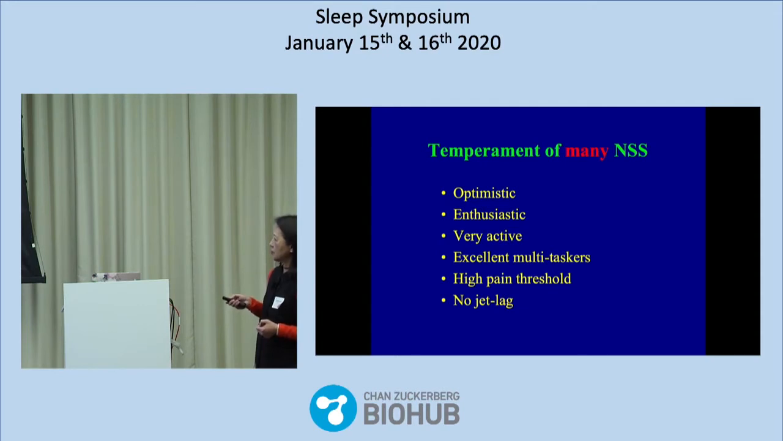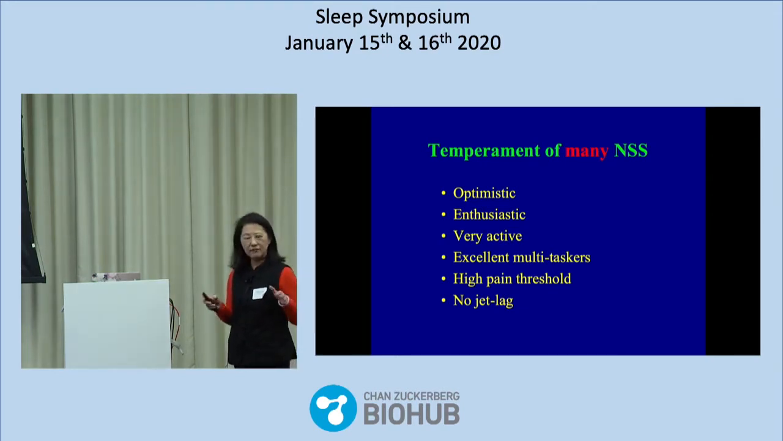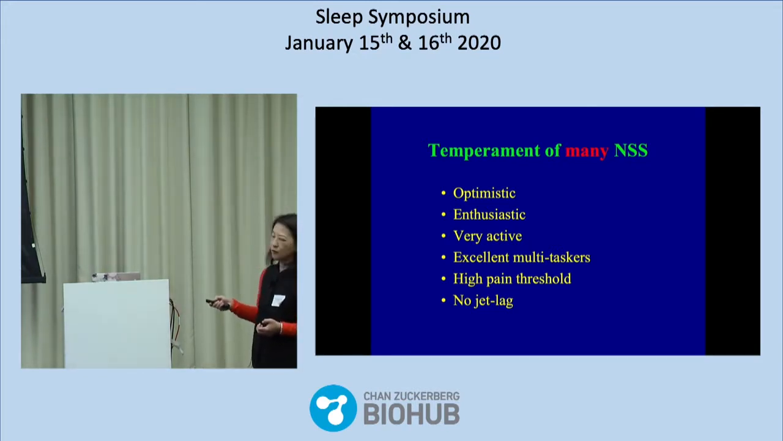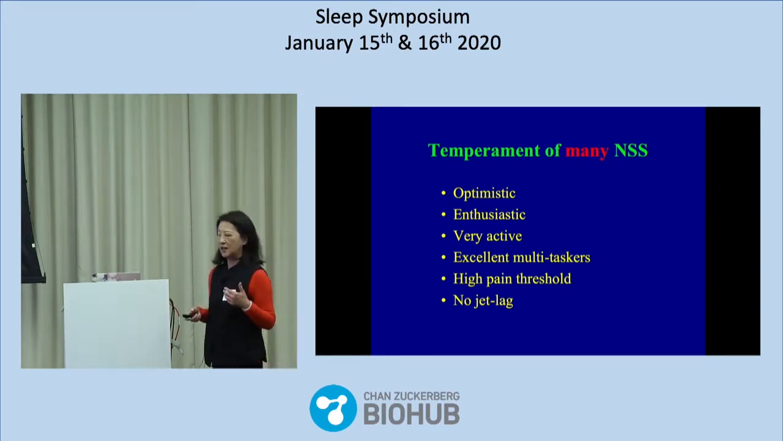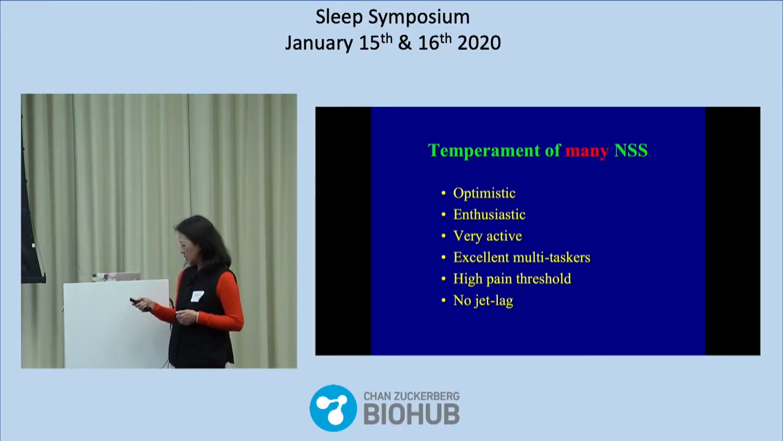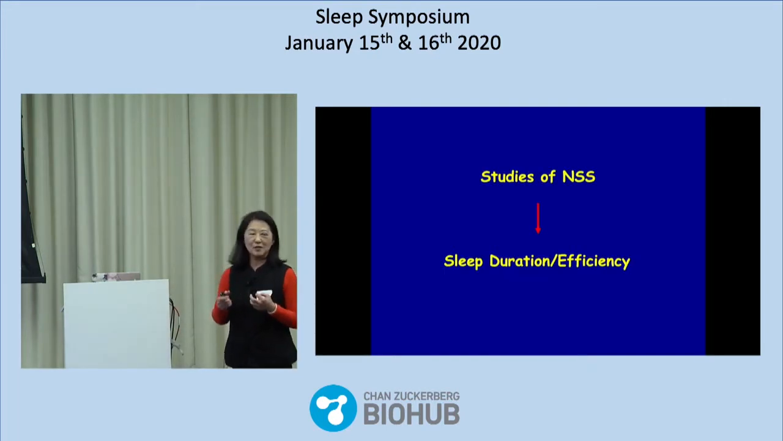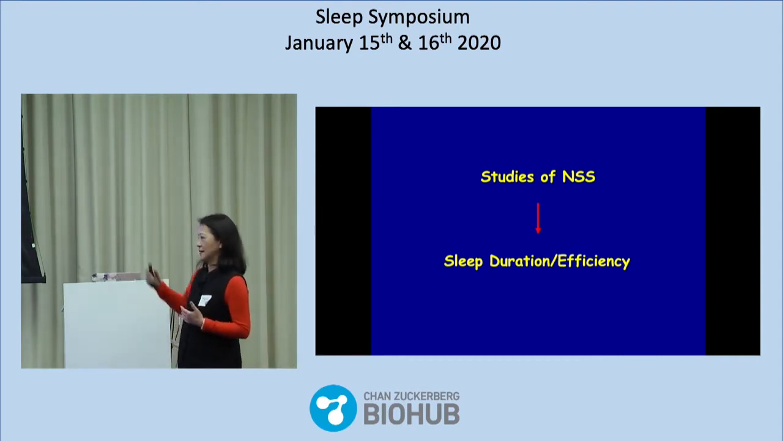We have looked at many of these people, and most of them have these traits. They're very optimistic and enthusiastic. They're very active, and they're very good multitaskers. They usually have more than one job, or they go to school full time and on the side have one or two jobs at the same time. Also, a lot of them have a very high pain threshold. Another common thing they say is that they don't experience jet lag when they travel. Another thing that I didn't put on there, because I want to be more conservative, like Louis said, is that a lot of these people actually live a full life, 90s or above.